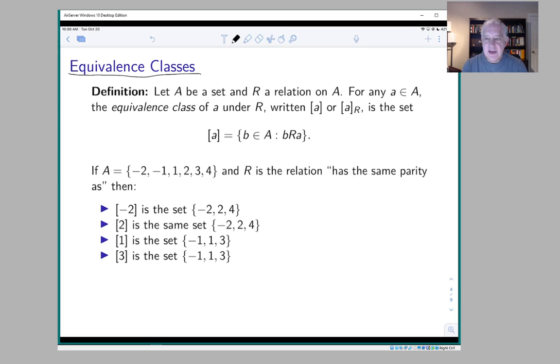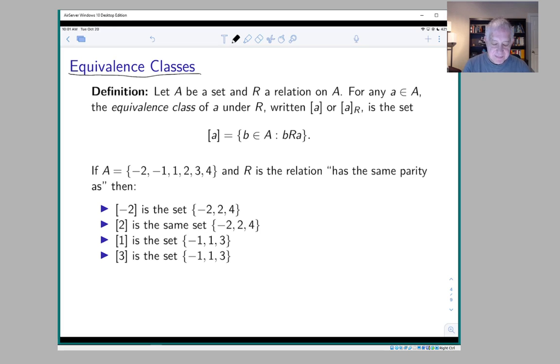So as an example of our book example, remember we had books and we had the relation that they have the same number of pages. If we take a particular book and we take all the books that have the same number of pages as that particular book, that's the equivalence class of that book under that relation. So it's like we forget everything else about the books except how many pages they have, and we put all the ones that have the same number of pages as a particular book into a bag together. That's the equivalence class of that.